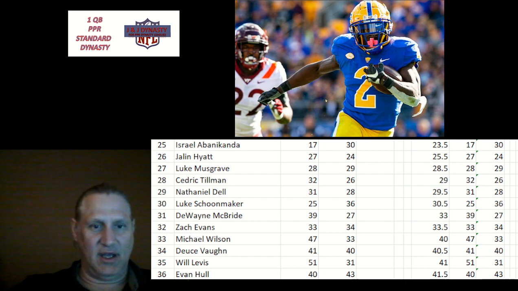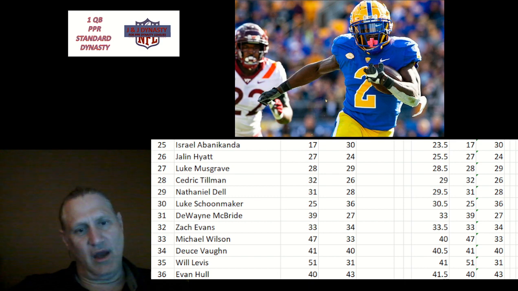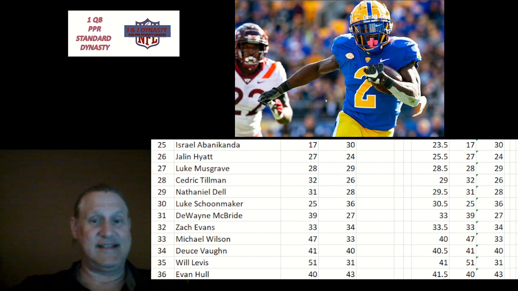All right. It's weird that Dwayne McBride is getting more love than Zach Evans. Will Levis, Hull. Levis has had a big swing, 51 and 31, and Evan Hull is in the 40s. So you can really see some swings on some of these guys in here, and as you can see, their numbers tail off quickly. Just to explain what I'm doing, I've got 85 guys.